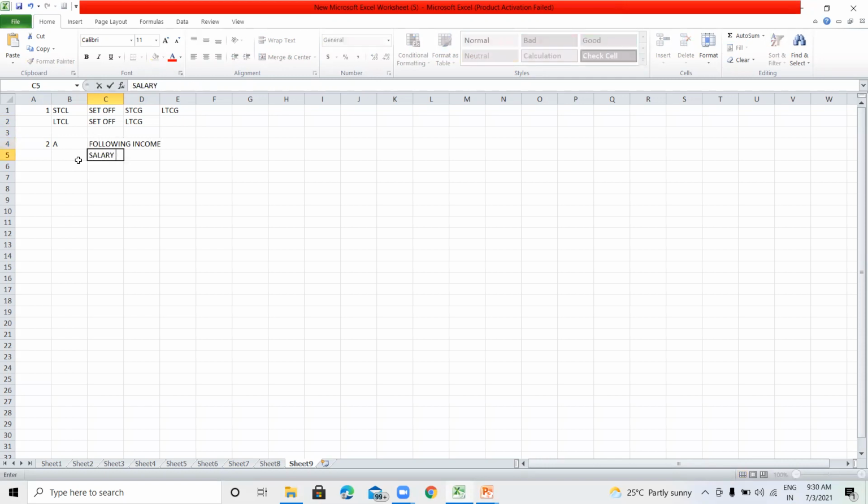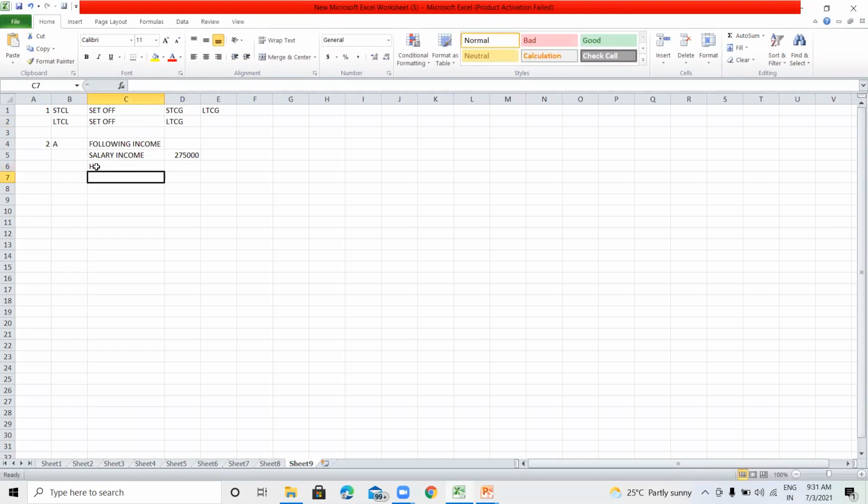Number one, salary income. For example, 2 lakh 75,000. And he has a house property income of 1 lakh 25,000. And he has a capital gain loss of 75,000. So in this situation, such amount of capital gain loss cannot be adjusted with the amount of such income. It will not be adjusted. Means such 4 lakh rupees will be taxable.